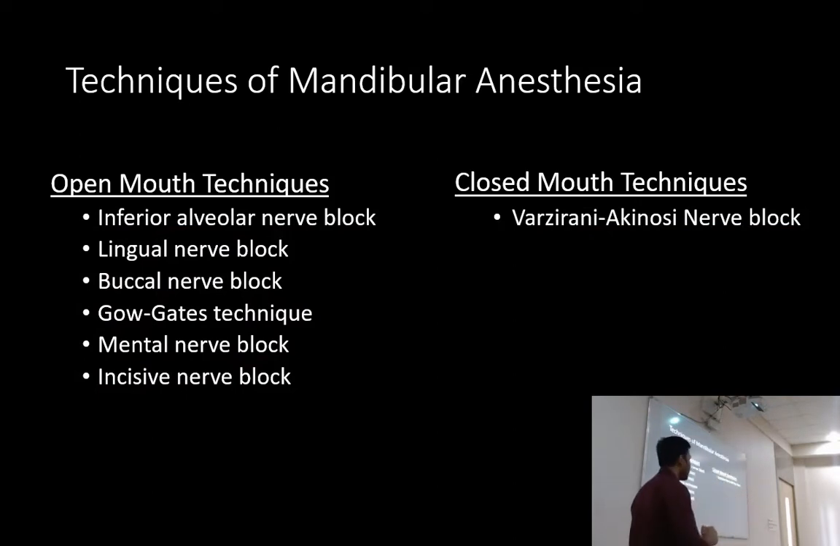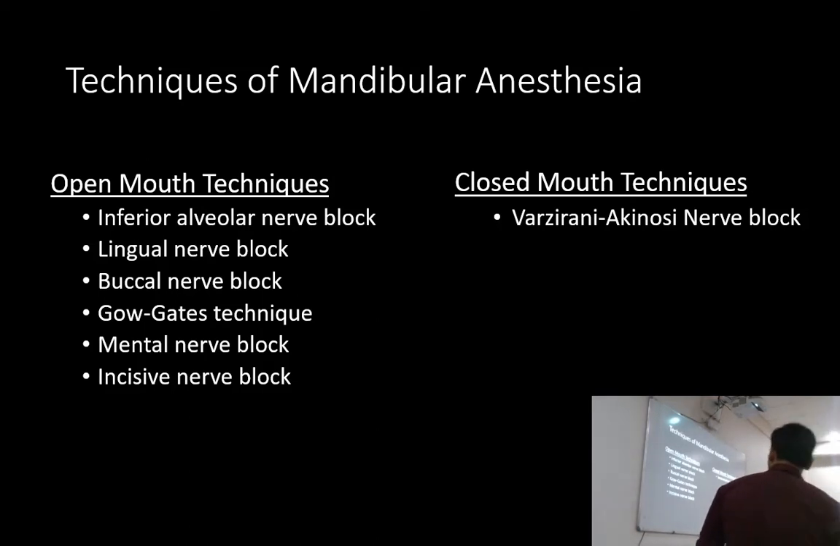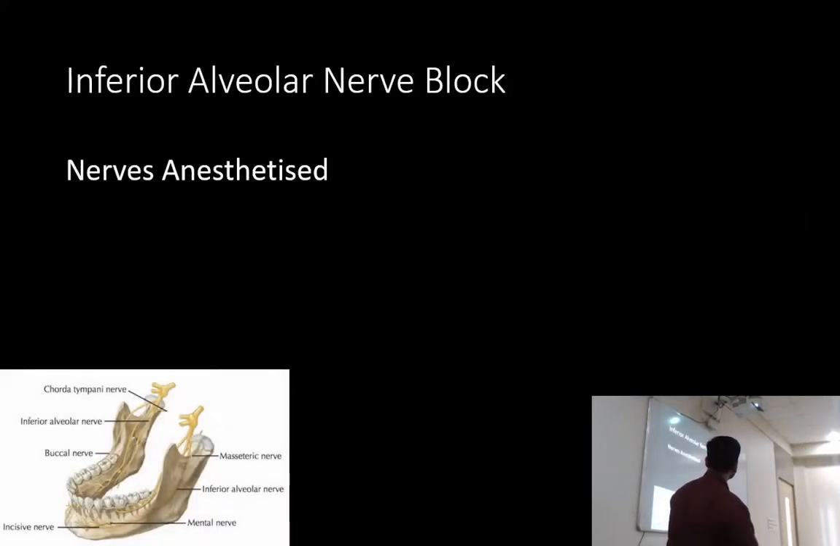Inferior alveolar nerve block, the name is Halsted technique. Lingual nerve block, buccal, Gow-Gates, mental, incisive. So I'm going to go in detail on the inferior alveolar nerve block, because this is the most common that you are going to use. Okay, बाकी सारे I'll talk, but उतना detail में नहीं जाऊँगा मैं. Okay, चलो. Now we come to the inferior alveolar nerve block.